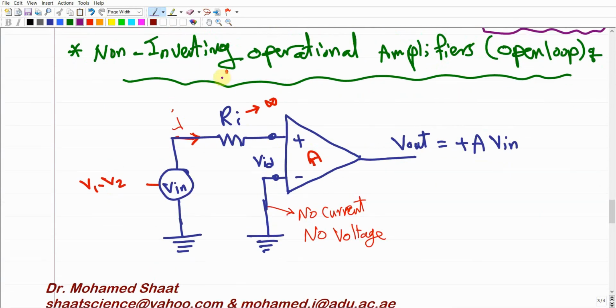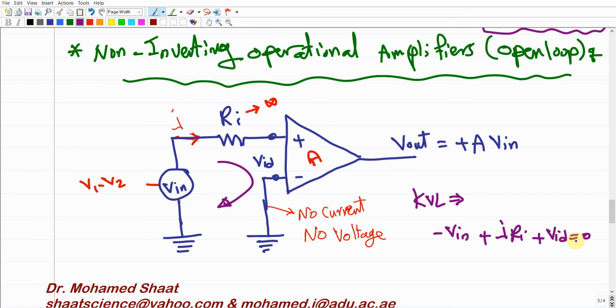For the non-inverting operational amplifier, it's going to be the same thing, the Kirchhoff voltage law. The input voltage is negative V input, plus I times R input. This is an input, and this one is output, the voltage over this resistance. This VID is going to be output for this loop and input for the amplifier. So plus the VID equals 0. So this gives us the Kirchhoff voltage law for this non-inverting operational amplifier.